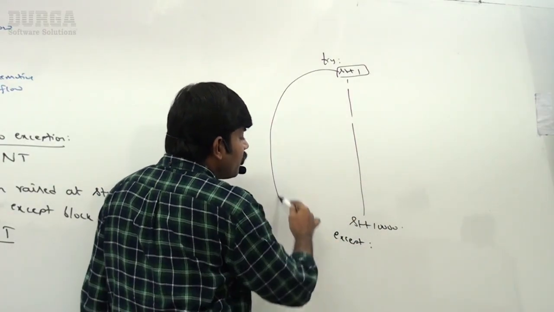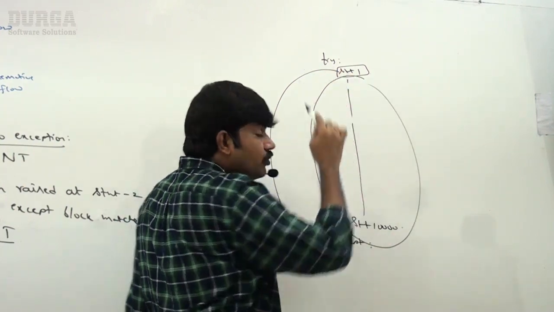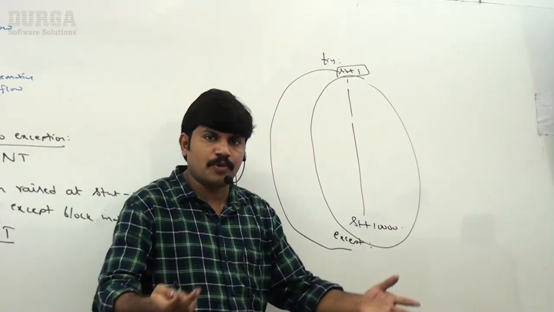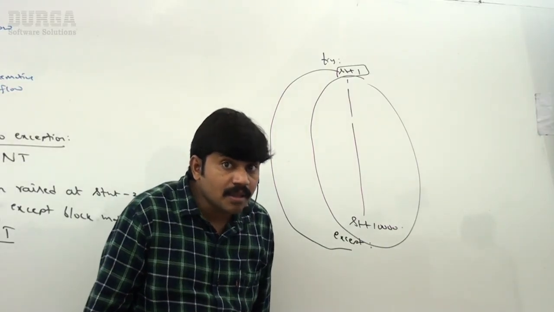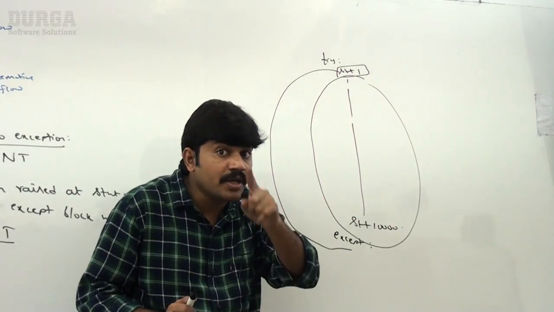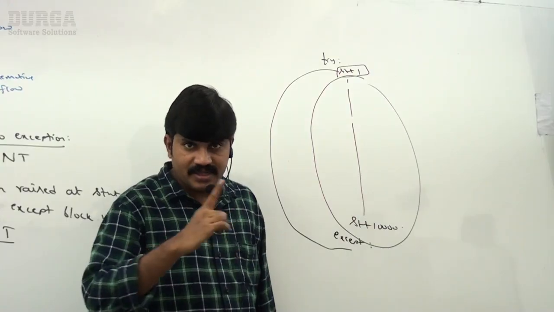Immediately the control will come to the except block. Then without executing 9,999 lines of the code, how can I expect proper behavior? That's why the length of the try block should be as less as possible. Inside the try block, we have to take only risky code but not normal code. Is it clear for all of you?